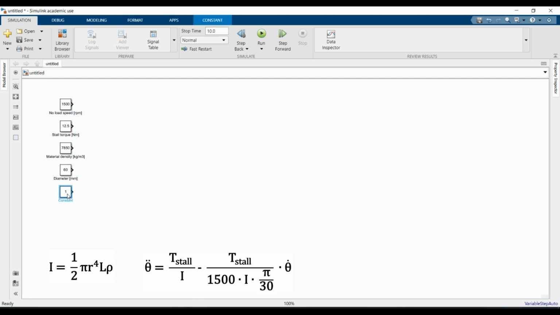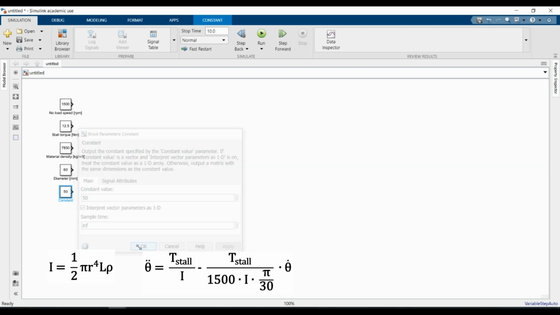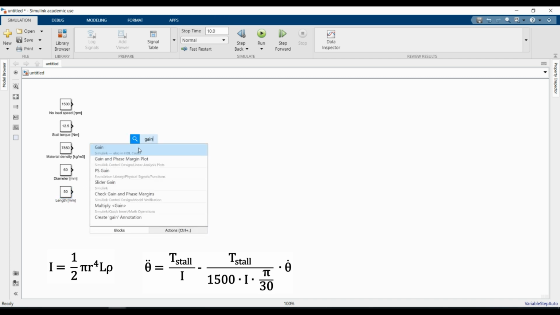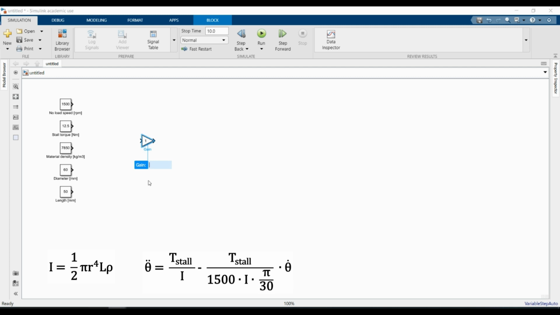For the calculation we convert everything into SI units before the math operations, so millimeters become meters and RPM become radians per second. We do this with gain blocks, which multiplies the input with the gain value or in this case, the conversion factor. The conversion factor for RPM to radians per second is 2 times pi over 60 or pi over 30. The conversion factor for millimeters to meters is 1 over 1,000.